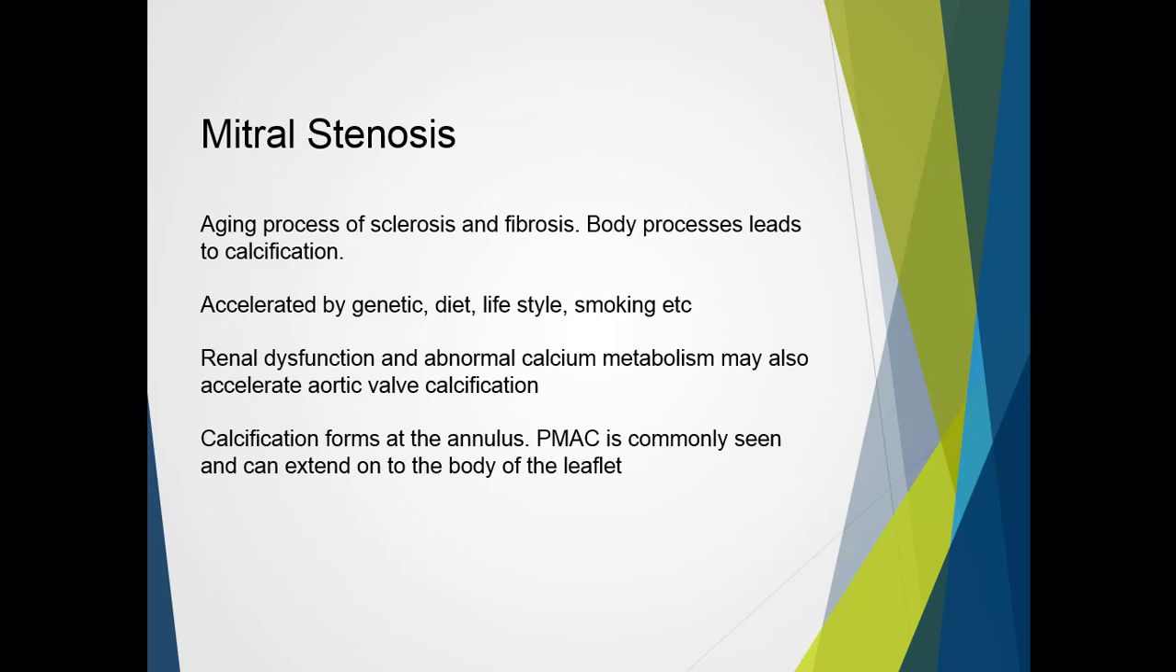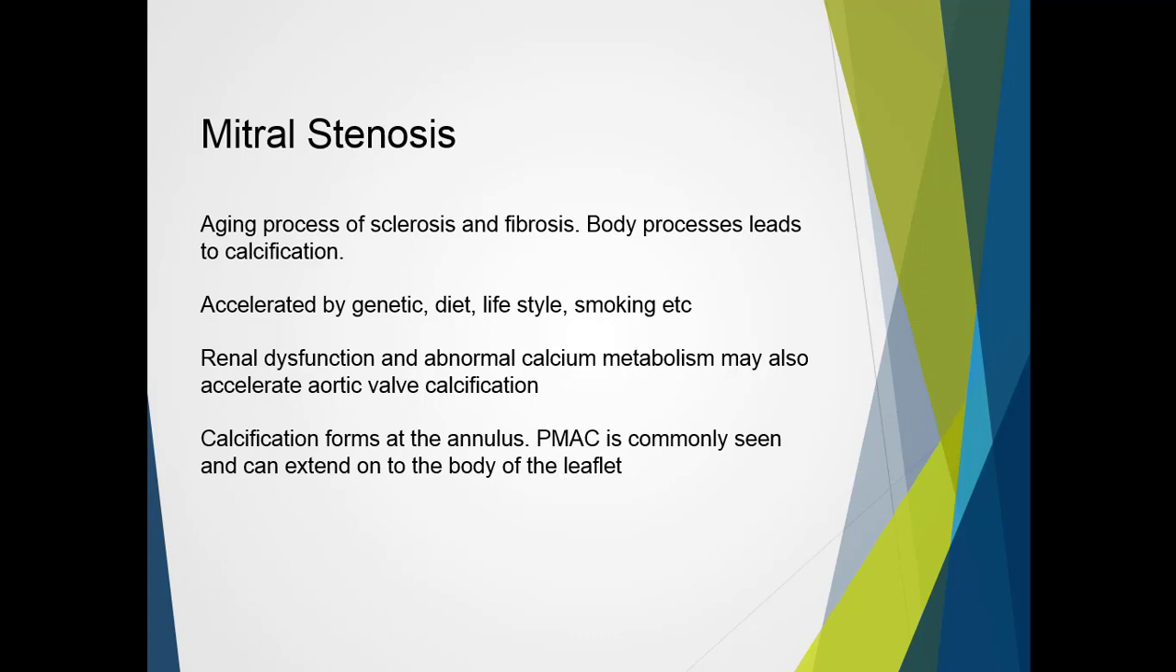So commonly we see mitral stenosis as an aging process with sclerosis and fibrosis. There's the constant process of scarring and repair, which leads to calcification, which may build up on the annulus, leaflets, chordae, or papillary muscles. This process is accelerated by genetic predisposition, diet, lifestyle, and smoking. Also, abnormal calcium metabolism may accelerate this calcification process.